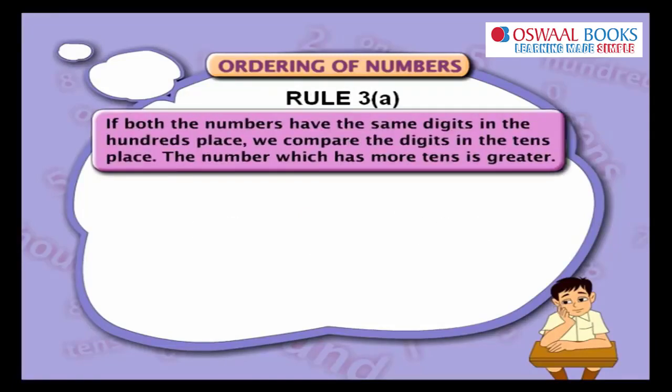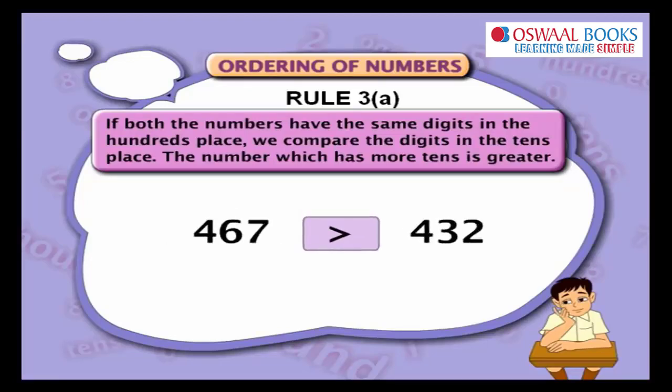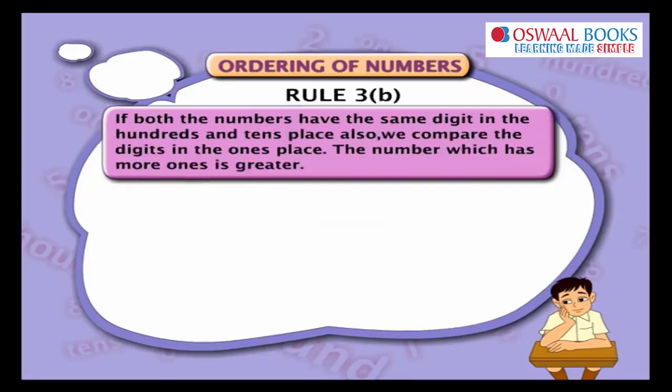Rule 3a. If both the numbers have the same digits in the hundreds place, we compare the digits in the tens place. The number which has more tens is greater. For example, let us take two numbers 467 and 432. Here, both 467 and 432 have the same number 4 in the hundreds position. In this case, compare the numbers in the tens position. There are 6 tens in 467 and 3 tens in 432. So, 6 is greater than 3. Therefore, 467 is greater than 432. We write this as 467 greater than 432.